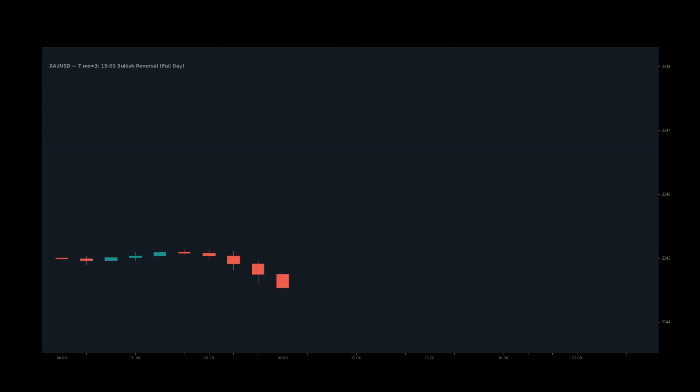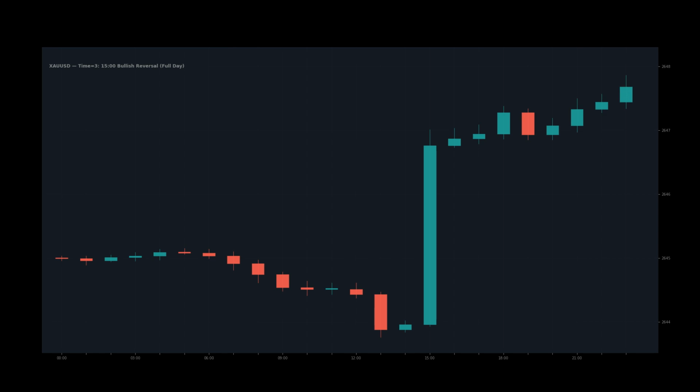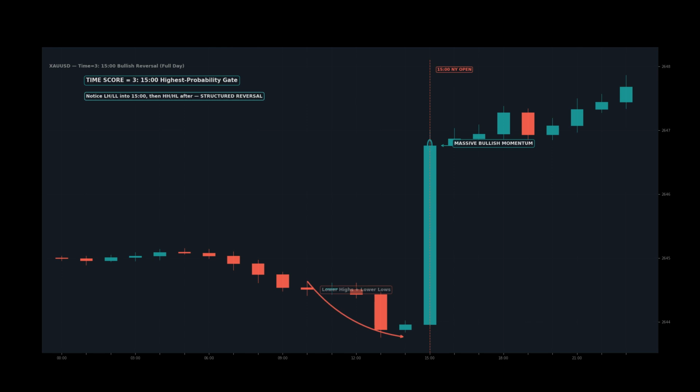Time score of 3 points. The 3 p.m. New York open with bullish continuation. Look at this full day chart. The Asian session consolidates from midnight to 8 a.m. The 6 a.m. candle shows the awakening with a small bullish bias. The 9 a.m. candle breaks out of the overnight box. London trends bullish from 10 a.m.